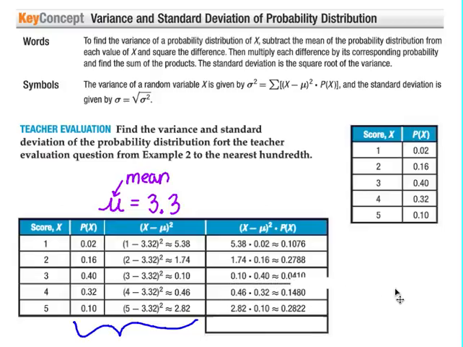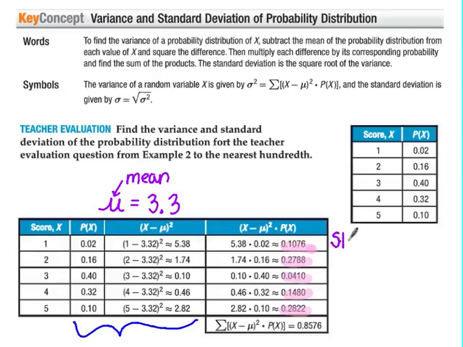Okay. Now, what do you think I'm going to do with all of these values? I'm going to do what with them? Add them up. And that is going to be my variance. What does it mean by the standard deviation is the square root of the variance? To find the standard deviation, that's what we're going to do right now.